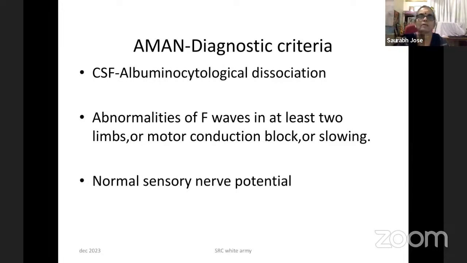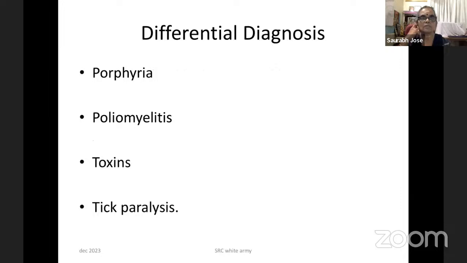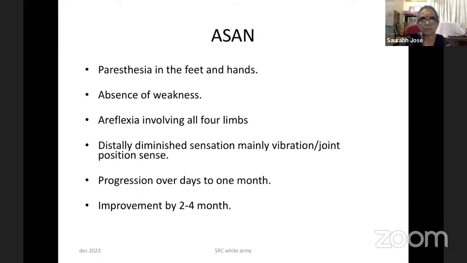So these are the different criteria for AMAN. I said the electrophysiology should be suggestive of an axonal variant, and CSF will show the classical features of any AIDP, abnormalities of F waves in at least 2 limbs, motor conduction block and slowing, and normal sensory nerve potential. Then differential diagnosis: porphyria, polio, toxins, and tick paralysis. You have to look for the ticks in places where tick paralysis is prevalent.